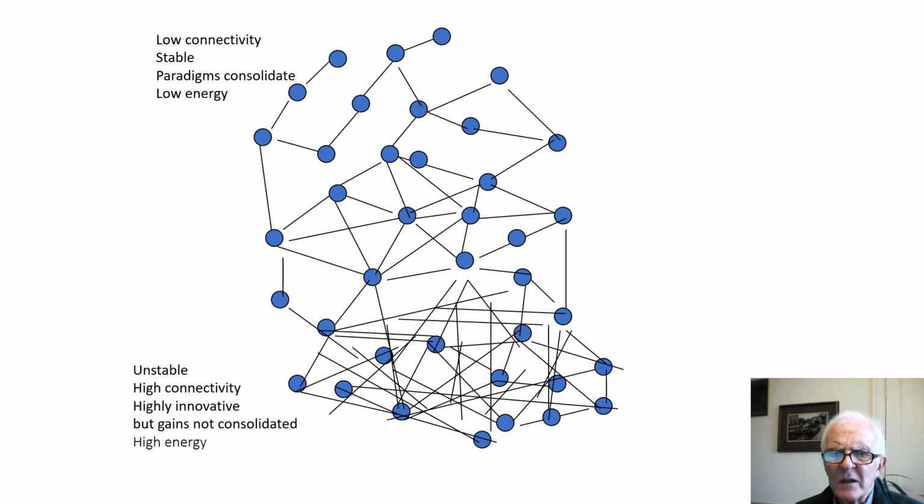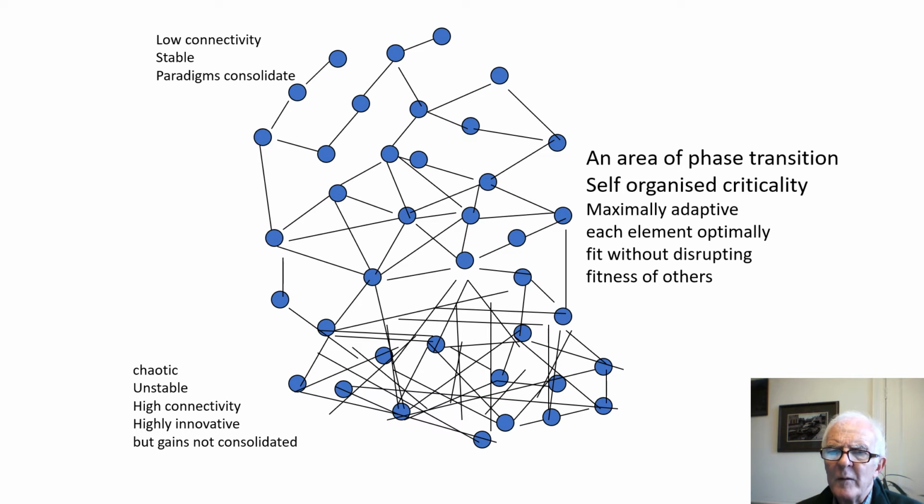Then there are these very high energy states where the systems are unstable, they're highly connective. These connections are breaking down and reforming all the time. They're highly innovative, but these gains are not consolidated. And somewhere in the middle, there's this optimum position where systems are maximally adaptive, and each element is optimally fit without disrupting the fitness of the others. I think that's a useful starting point to think about this area. And we call this area self-organized criticality. And in many cases, this is where complex systems will self-organize to.